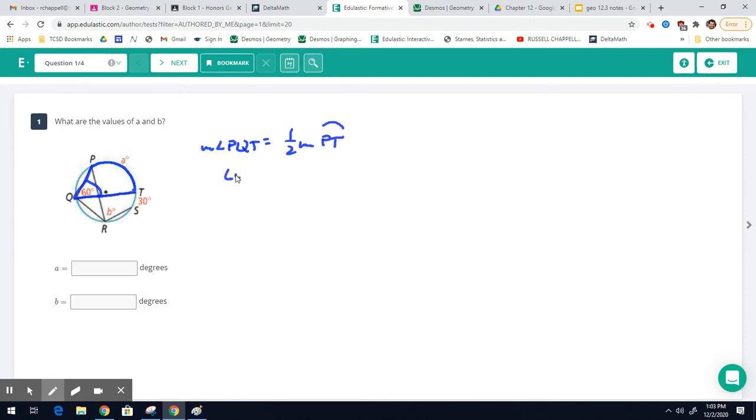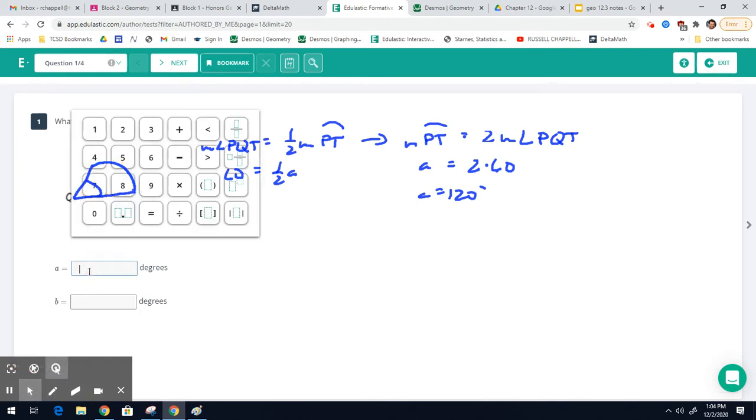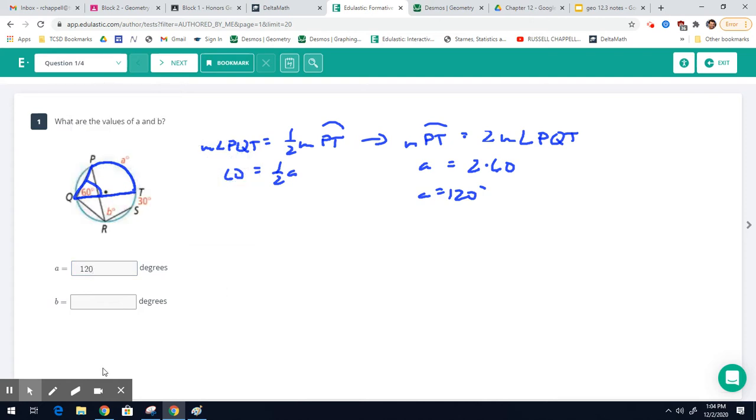So 60 is going to be half of A. Remember, if you're looking for the arc, you can also write this equation as the measure of arc PT is equal to 2 times the measure of its inscribed angle, PQT. So A is equal to 2 times 60, and that means A is just 120 degrees. Again, if you're looking for the arc, you double the angle.